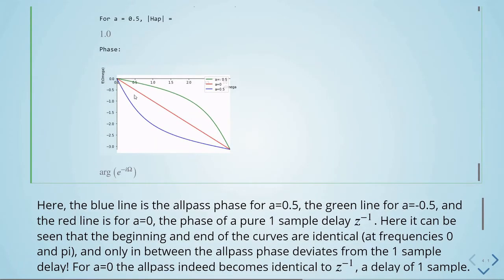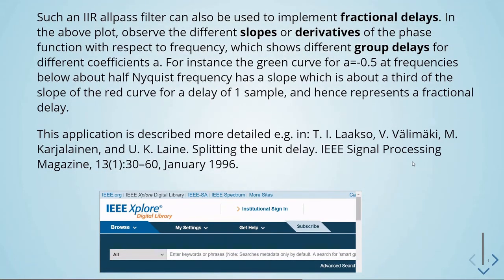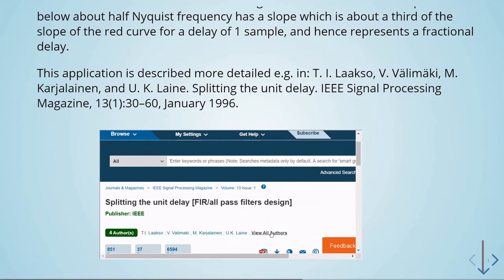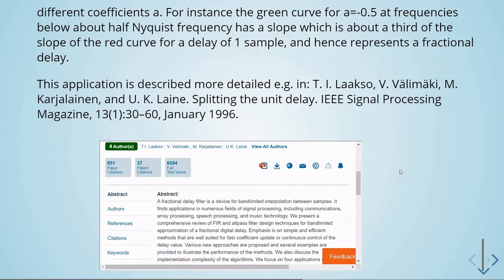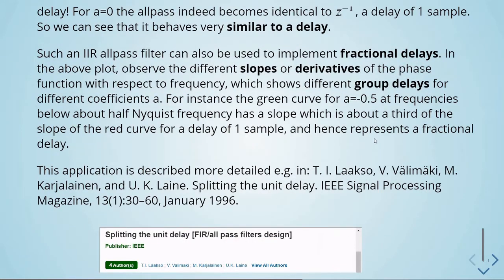So this is a equals 0. This is a pure one sample delay. Here we have our normalized frequencies, and this is our phase. This application is described in more detail in the article Splitting the Unit Delay in the IEEE Signal Processing Magazine, and you can download it here and take a look to see how it's done.